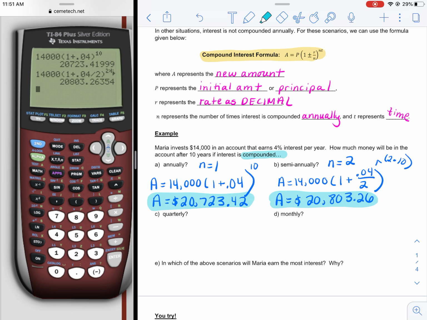Next one is going to be quarterly. We'll just write this out. I was going to copy and paste that equation, but I might grab too many things. So we still have an initial amount of 14,000, 1 plus 0.04. Quarterly means 4 times per year, so n equals 4. We're going to divide 0.04 by 4, and then our exponent is going to be 4 times 10, n times t. And we're going to go ahead and type that in the calculator.